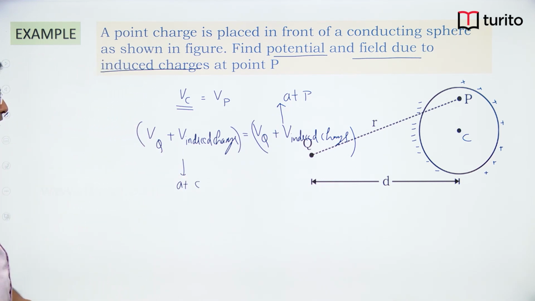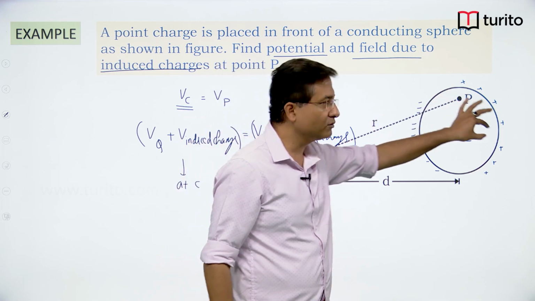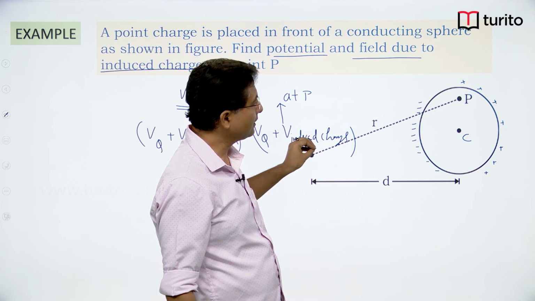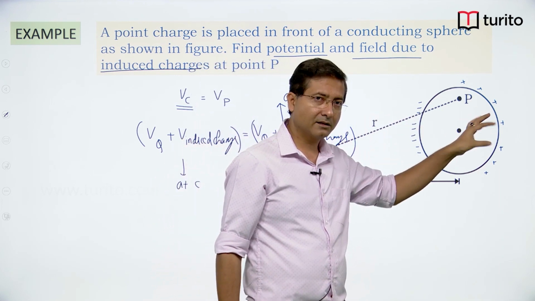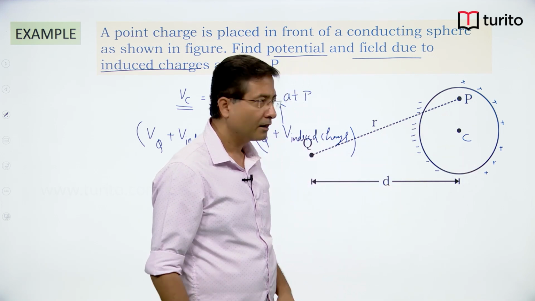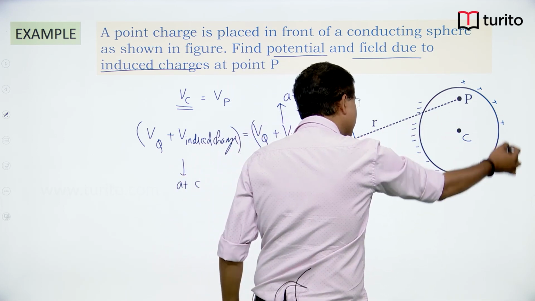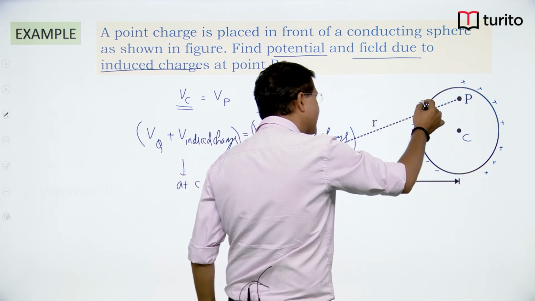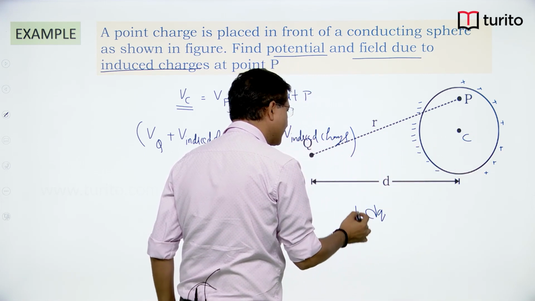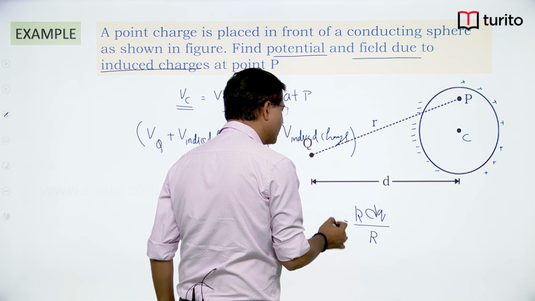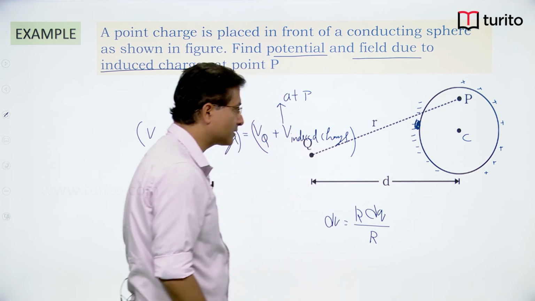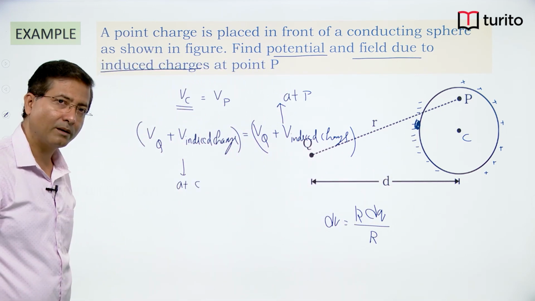Now this conductor was electrically neutral, and when you bring a point charge and place it here, this will remain electrically neutral. That means whatever positive we have, the same is the negative, and all the charge elements are at the same distance. So I can write k dq divided by r as the potential contribution by a small element. So the potential contribution by the small element on the surface is k dq by r.